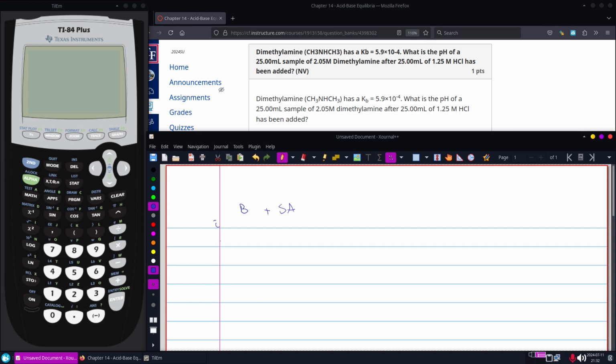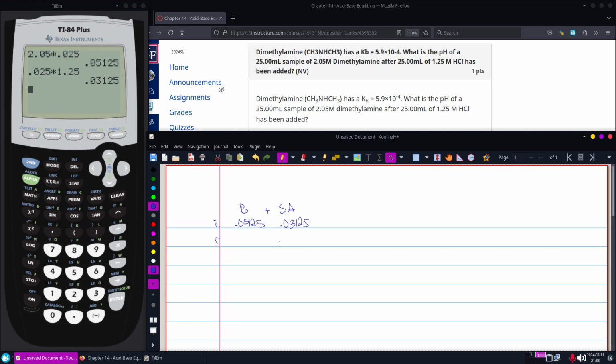So I'm going to do that little lowercase ice table. I'm actually only doing the I and the C to figure out the moles of the dimethylamine and the moles of HCl in there. So I have 2.05 molar of the base, and I have 0.025 liters of that, so I have 0.05125 moles of the base. And the acid, a similar thing with the 1.25 molar, I have 0.03125.